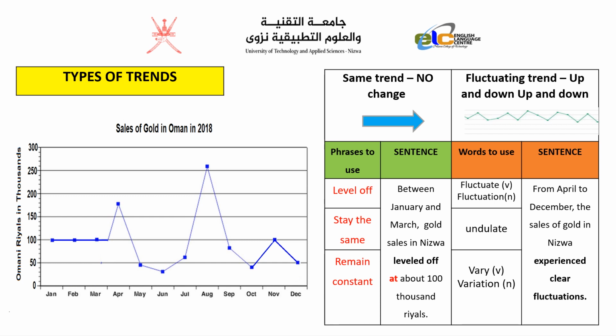Now, for fluctuating trends, if you see that the line moves up and down and back again at a certain point in the graph, that trend is called a fluctuating trend. Check the graph for this trend. An example of a sentence is this. From April to December, the sales of gold in Nizwa experienced clear fluctuations.